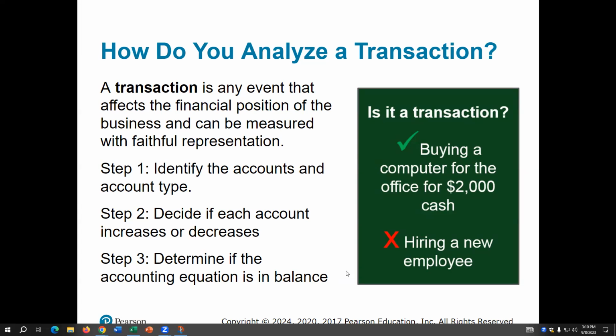What about if I buy a computer and I don't pay for it right now, but I have to pay for it later? Is that a transaction? It is, right? Because I'm expected to pay for it later and I will get in trouble if I don't. So I have an obligation to pay for that. So that would also be a transaction.